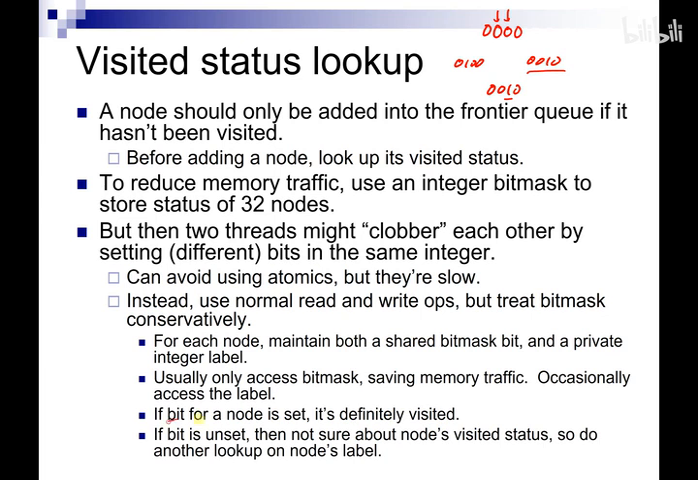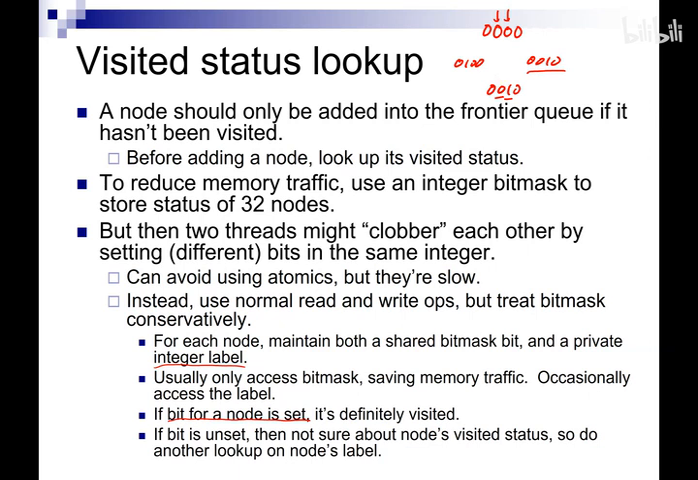So if the bit for a node is set, it's definitely visited. But if it's not set, for example if you read this bit and you get 0, that doesn't necessarily mean that the node has not been visited. It could have been overwritten. Therefore, if it's 0, we're going to have another label, which is going to be the visited status for this node.